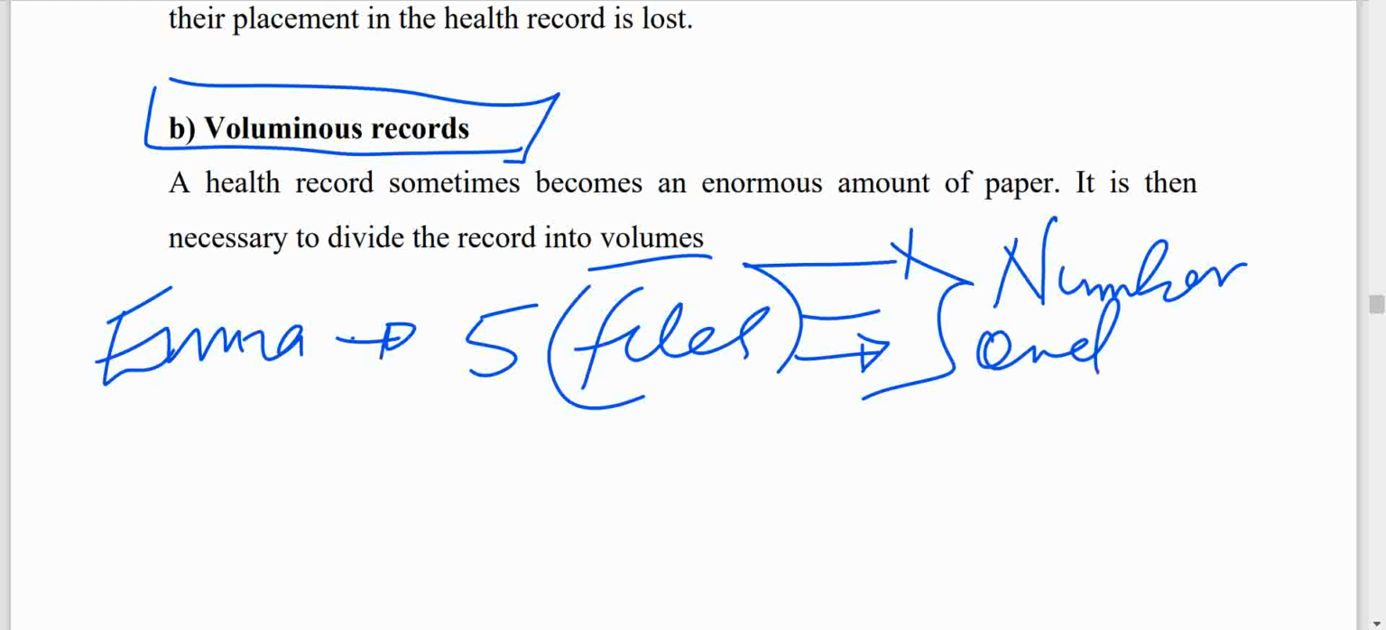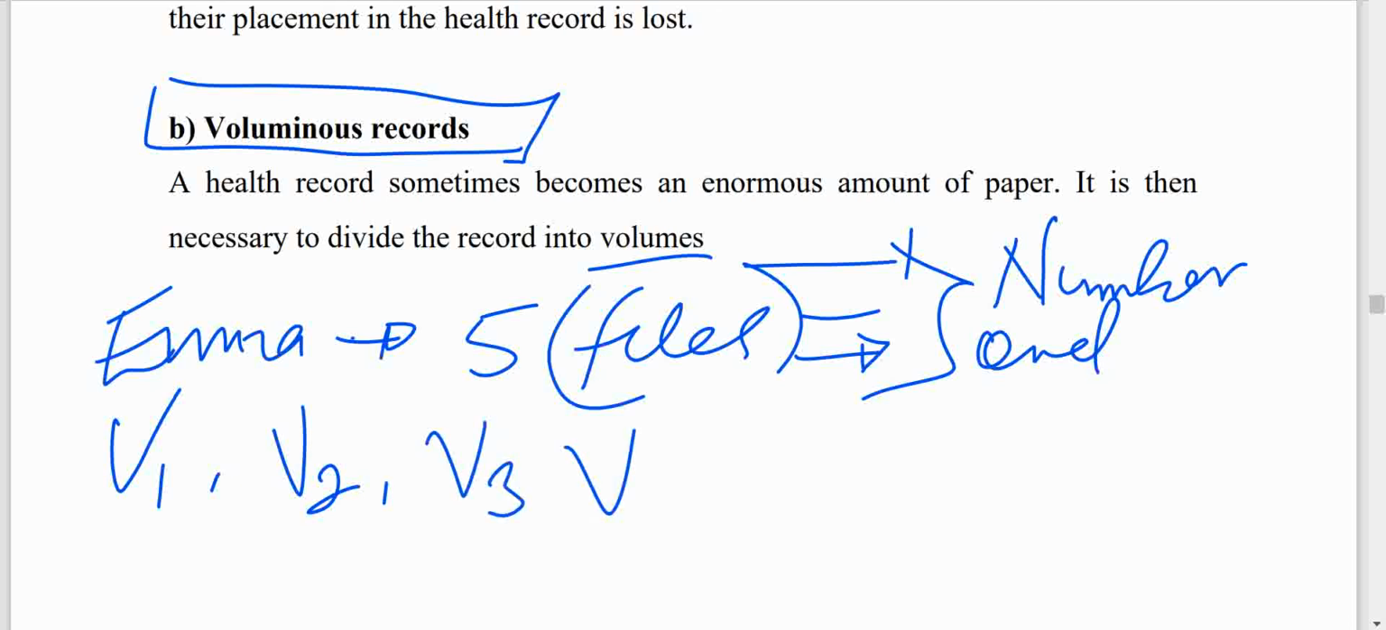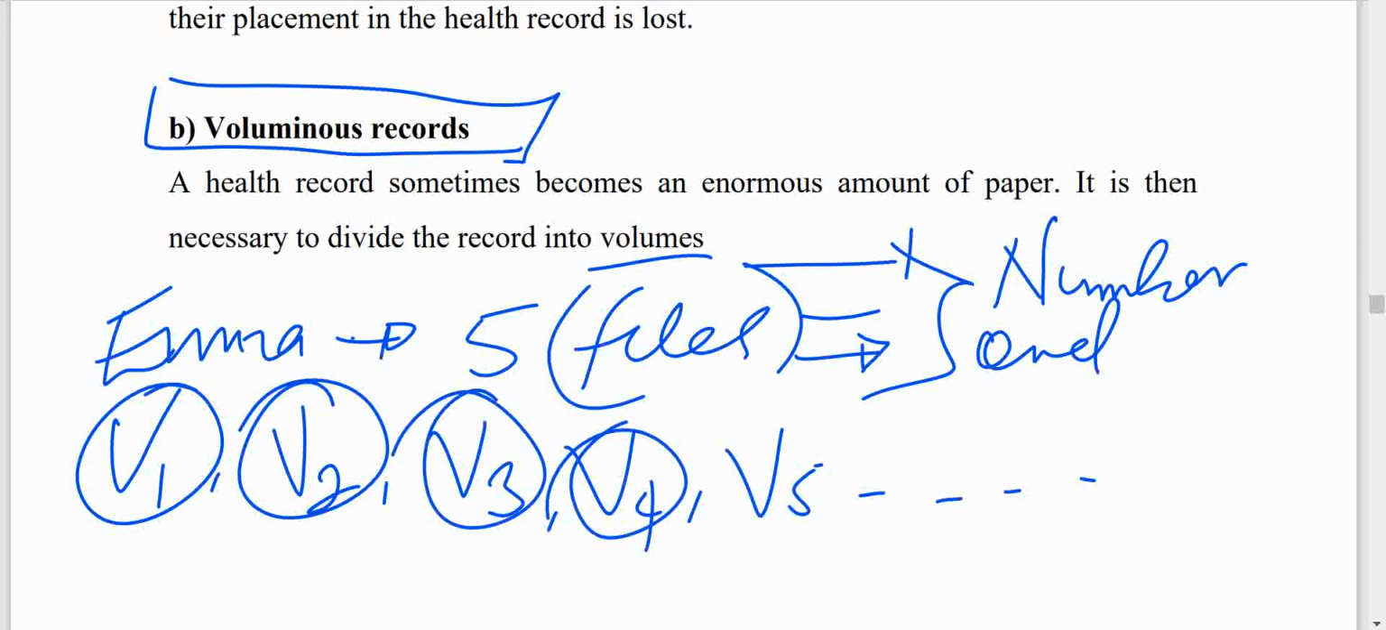So when you are filing them, you must name them. The first file which was created, you will name volume 1. The second file that got filled, volume 2. The third one, volume 3. The fourth one, volume 4. The fifth one, volume 5. Like that. When you're filing, this one will go down, this one will follow, and this will be on top. So this will be the recent records, and this will be the old records.